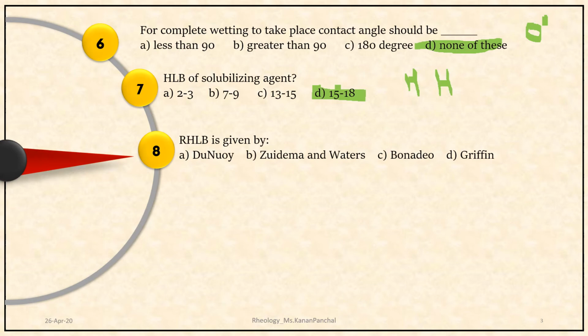RHLB is given by, the correct answer is Bonadio. Bonadio has given the concept of RHLB, the equation for RHLB. Griffin has given the HLB scale. Davies and Rideal had given the correction factor. And Du Nouy is nothing but the tensiometer used.